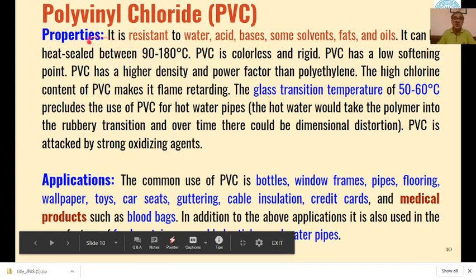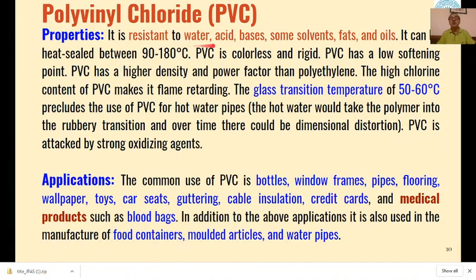The properties of PVC: it is resistant to water, acids, bases, some organic solvents, fats and oils. That means these many types of molecules do not affect this polyvinyl chloride, and it can be heat sealed between 90 to 180 degrees centigrade. This is colorless, rigid, and it has a low softening point.